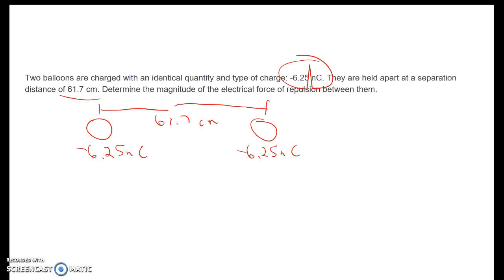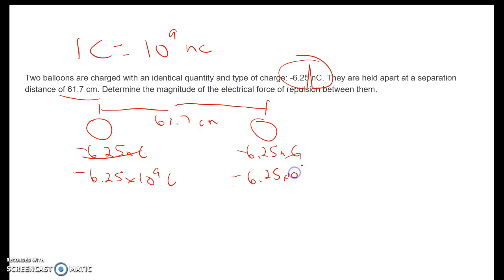We got our charges, we have this now. Remember, in the equation, we want things to be in coulombs, okay? So when we look at nanocoulombs, 1 coulomb is equal to 10 to the 9th nanocoulombs. So all we have to do to make this conversion, and this is probably how you'll see things mostly, in nanocoulombs, is multiply by 10 to the 9th. So this is negative 6.25 times 10 to the 9th coulombs. And this is negative 6.25 times 10 to the 9th coulombs. So anytime we want to go from nanocoulombs to coulombs, multiply by 10 to the 9th.